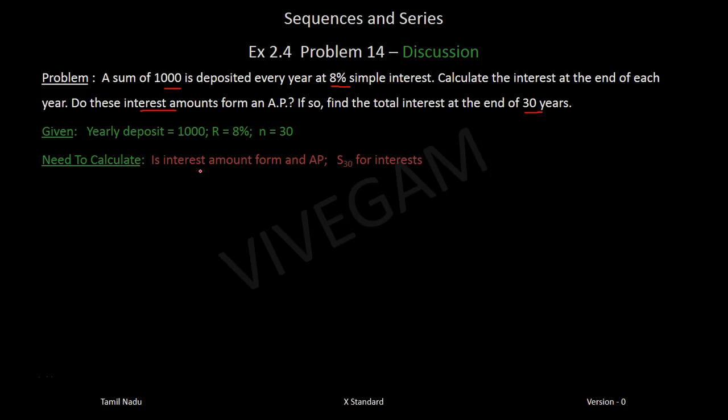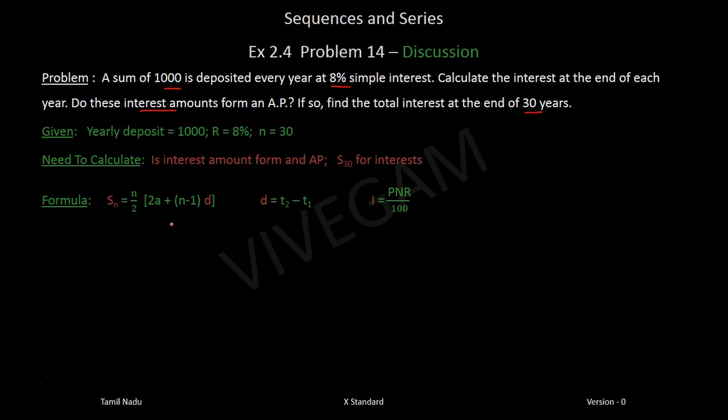Now, basically the first question is we have to find whether it is an AP or not. To find whether it's an AP or not, you have to find a few numbers in the series. Only when you do that, you'll be able to check whether it is an AP or not. The condition for the AP is D equal to T2 minus T1, and that's equal to T3 minus T2. If it is an AP, then you want to find S30, the sum of 30 terms for the interest amount.